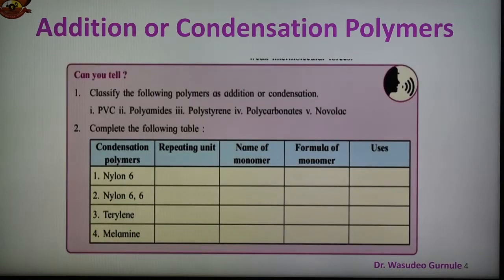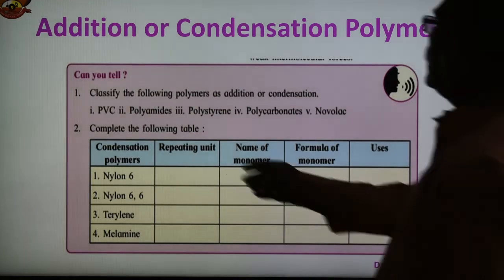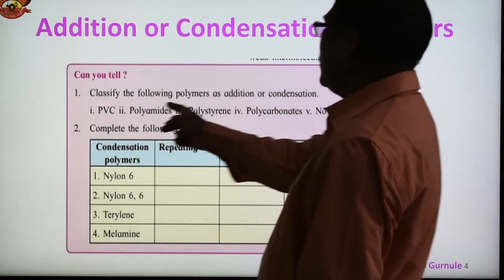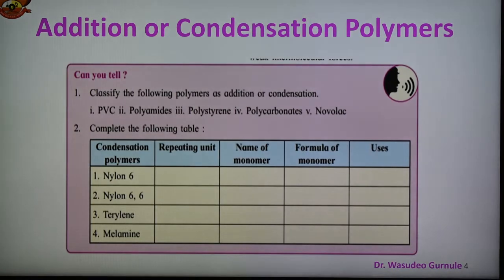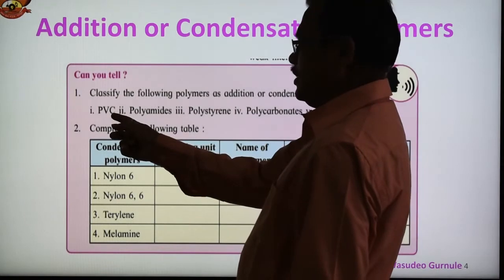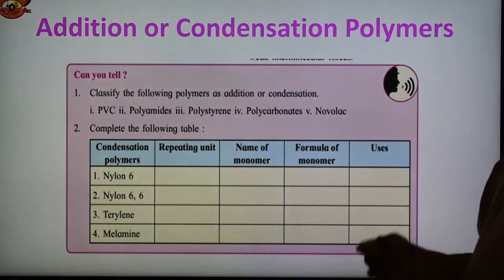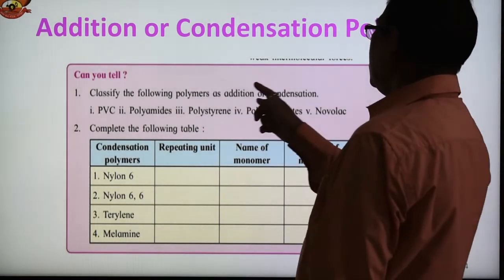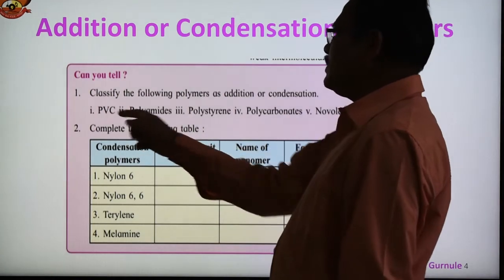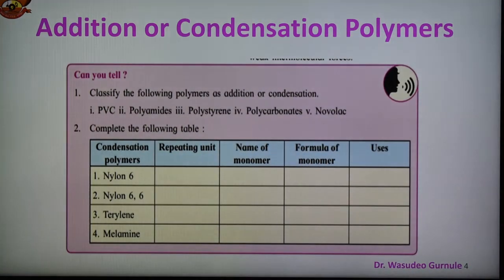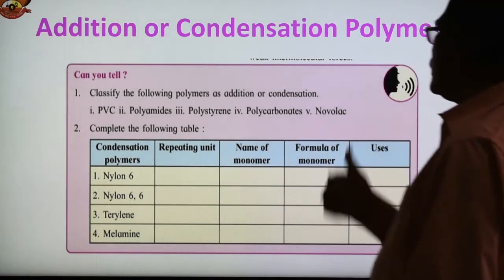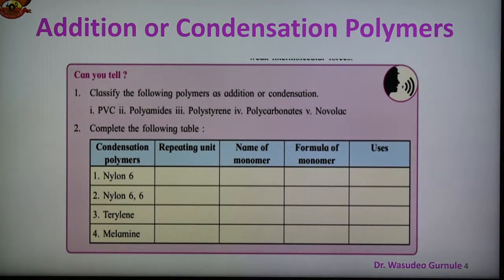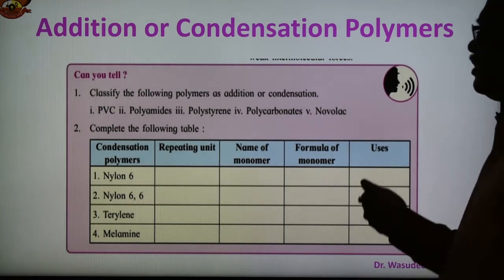Now here is the slide shown: some addition and condensation polymers. The question is: classify the polymer as addition or condensation. As we know, polyvinyl chloride, that is PVC, is an addition polymer because only one monomer is present and there is an addition. We only have to identify whether these examples are addition or condensation polymers. So PVC is an addition polymer and polyamide is a condensation polymer because nylon 66 is an example, and there are two monomers and there is a loss of a small molecule like water or ammonia.